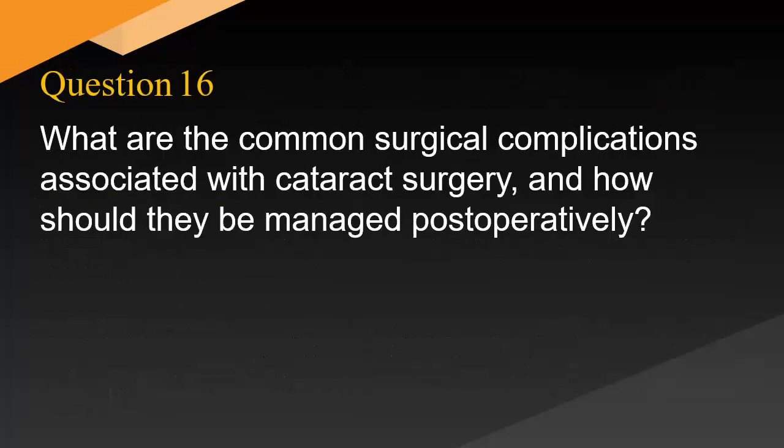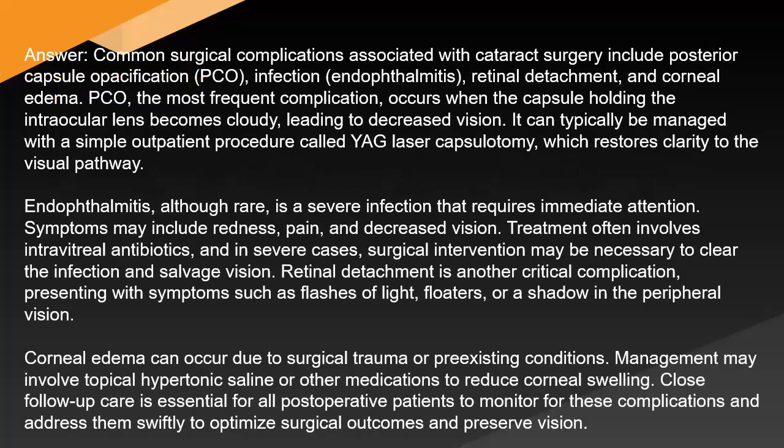What are the common surgical complications associated with cataract surgery, and how should they be managed postoperatively? Answer: Common surgical complications associated with cataract surgery include posterior capsule opacification (PCO), infection, endophthalmitis, retinal detachment, and corneal edema. PCO, the most frequent complication, occurs when the capsule holding the intraocular lens becomes cloudy, leading to decreased vision. It can typically be managed with a simple outpatient procedure called YAG laser capsulotomy, which restores clarity to the visual pathway.